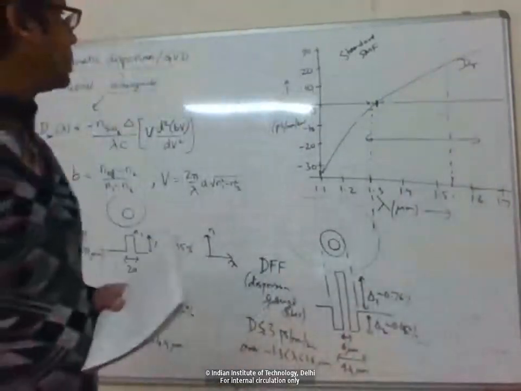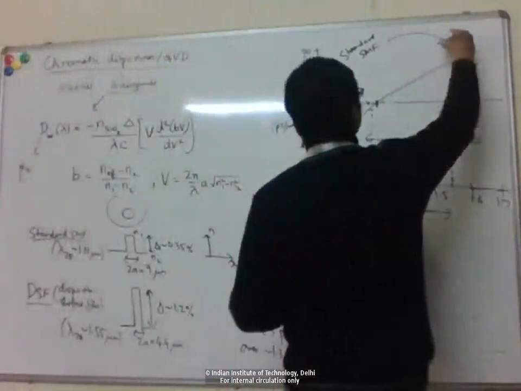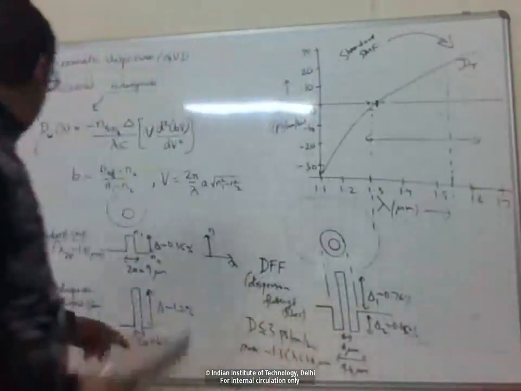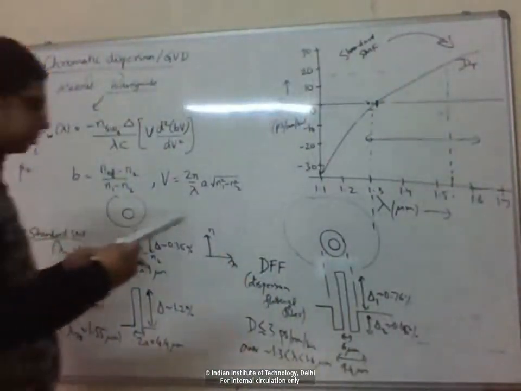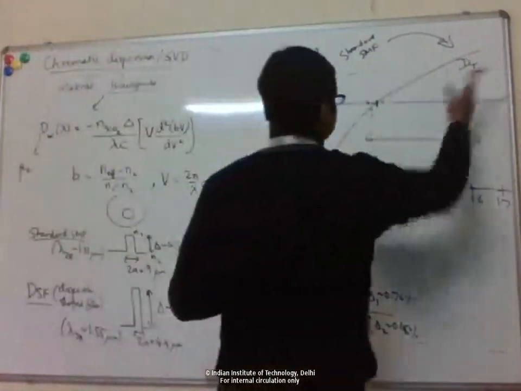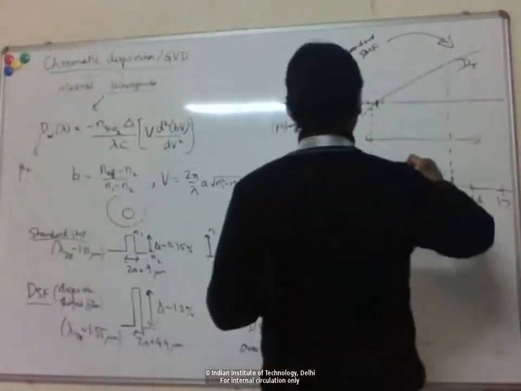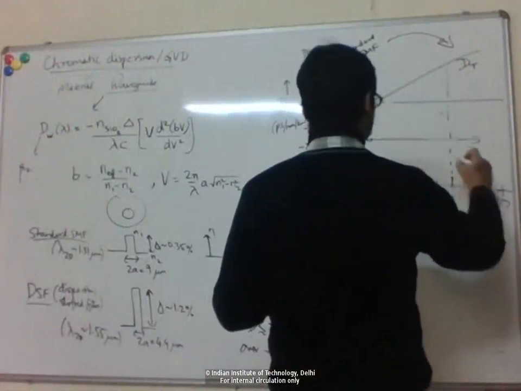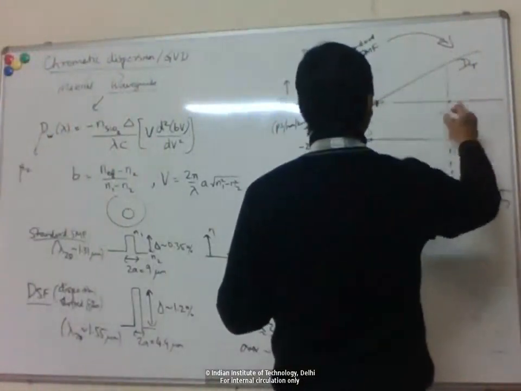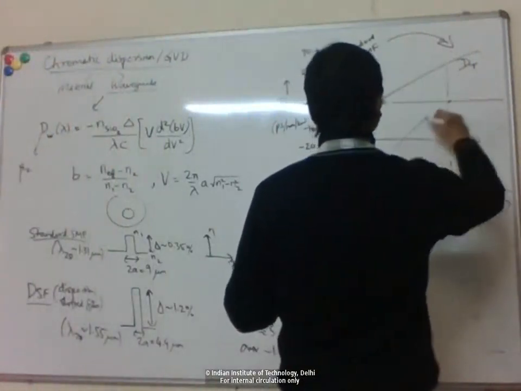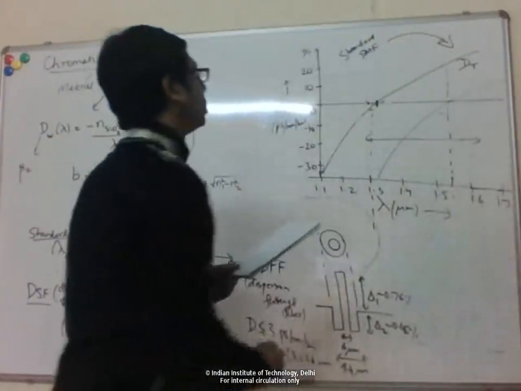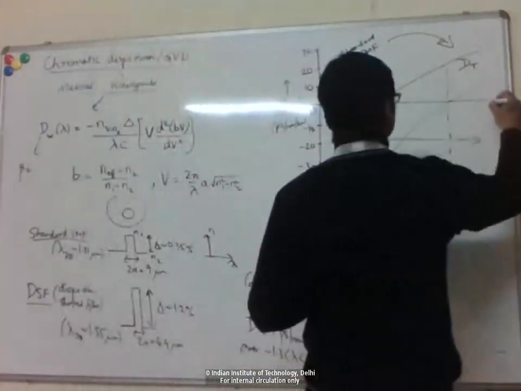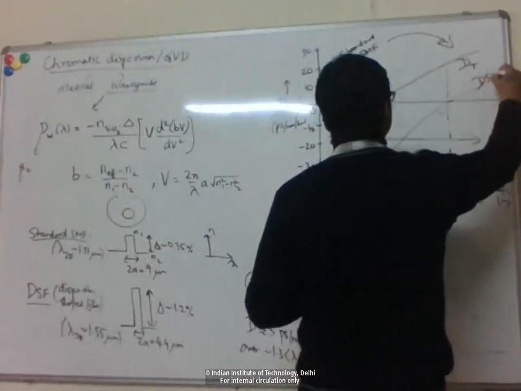Okay, so that's how the total dispersion looks for the standard single mode fiber. If you look at the dispersion shifted fiber, basically it shifts this towards the right. So it looks like this, crossing 0 around 1.55. Okay, so this is dispersion shifted fiber.